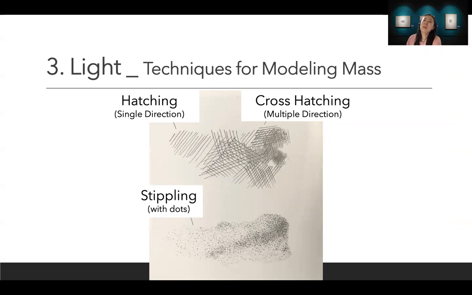And for doing modeling mass, you can use these kinds of drawing skills: hatching with single direction drawing lines, cross hatching with multiple direction drawing lines, or stippling with dots. And sometimes you can make modeling mass with a smudging technique.